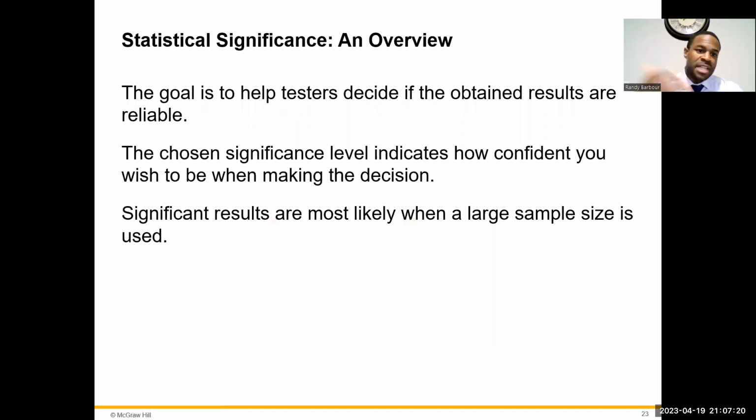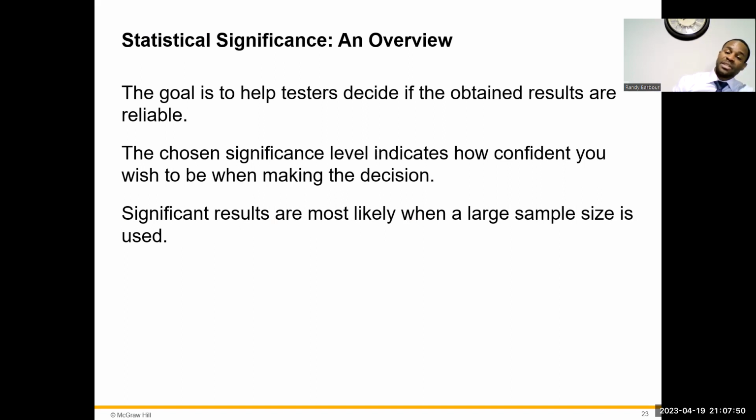Okay, so just an overview, right? The goal when I'm looking at hypothesis testing is to see if the results that I've obtained are really reliable, right? And so that's why I do a statistical significance hypothesis test. I want to determine if those results are reliable or not. And the significance level that I choose lets me know how confident I am when I'm making those decisions, right? So I have a 5% significance level.